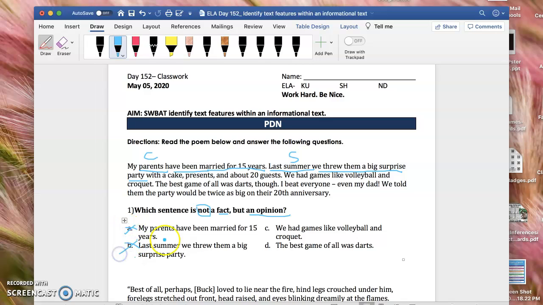Now let's move on to C. We had games like volleyball and croquet. Yes, they did have games like volleyball and croquet. That's right here. That's a fact because that's what happened. And then D, the best game of all was darts. So guys, even though it says it right here in the text, this is not a fact. This is the author's opinion, because I don't think that the best game is darts. I think the best game would have been volleyball. He put his opinion within this text. So D would be the opinion that the best game is darts. Okay? Good. Let's move on to the next paragraph.